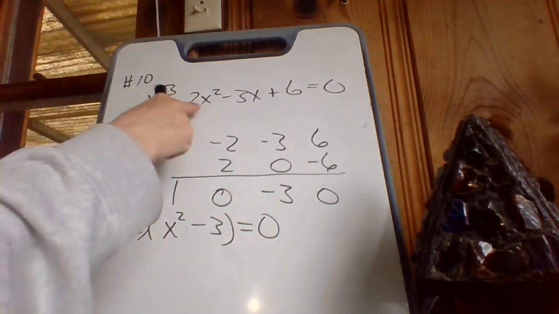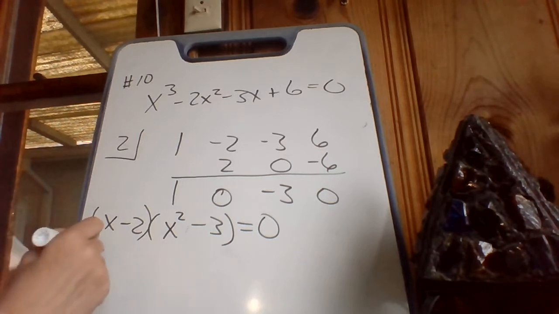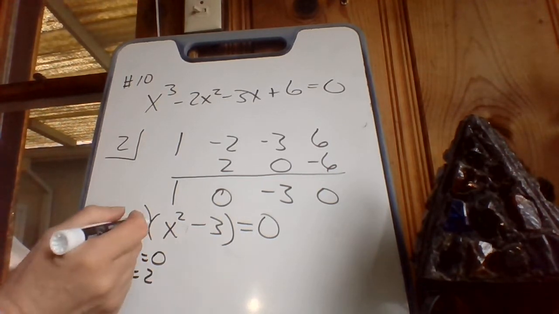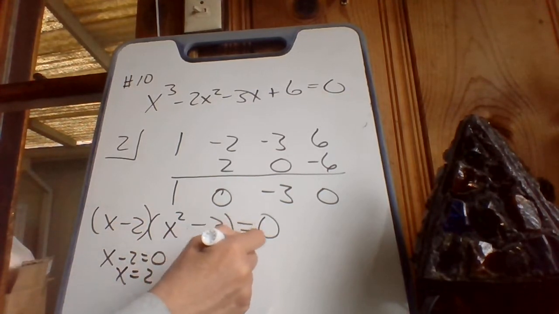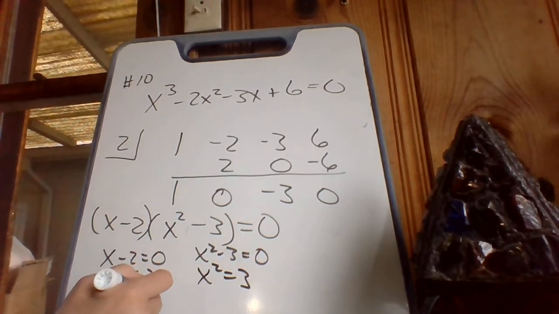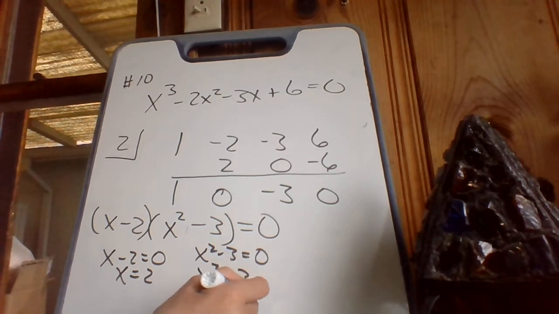So I just broke this thing down into this, and they want answers. Okay, I know what I get when I do this. X -2 equals 0, x equals 2. That's one of my answers. What if I set this equal to 0? X squared -3 equals 0. X squared equals 3. X equals plus or minus the square root of 3.